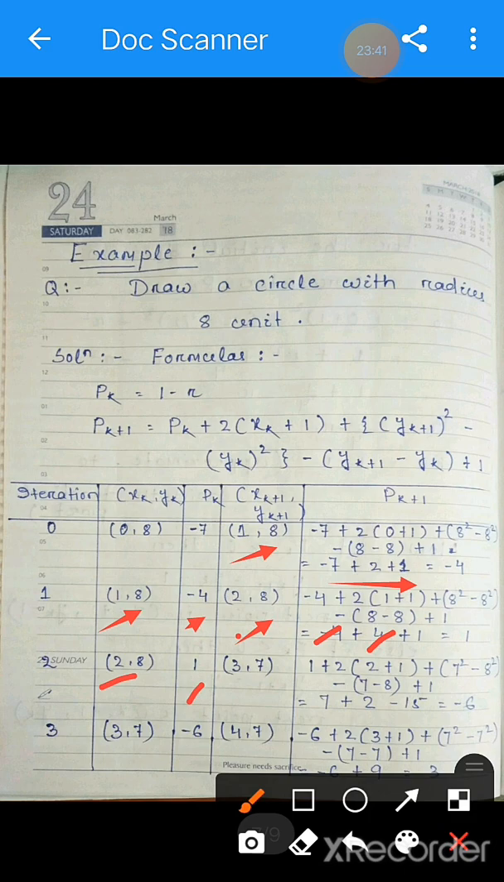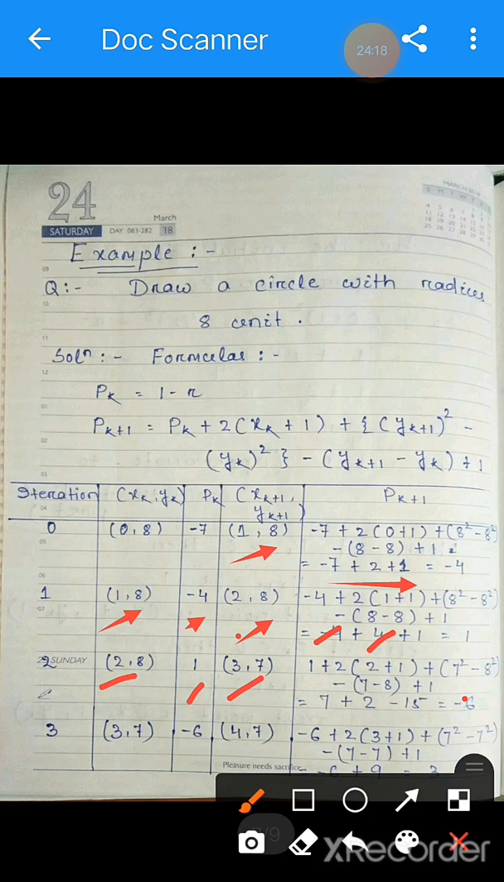Pk greater than 0 means x value increments, y value decrements. The x value increments, so 2 plus 1 is 3, y value decreases, yk minus 1, that means 8 minus 1 is 7. So this one is your 3 comma 7. In this way we can put this formula: pk plus 1 plus 2 into 2 plus 1 minus 7 square minus 8 square. 7 is your yk plus 1 and 8 is your yk value. So 7 square minus 8 square minus 7 minus 8 plus 1.